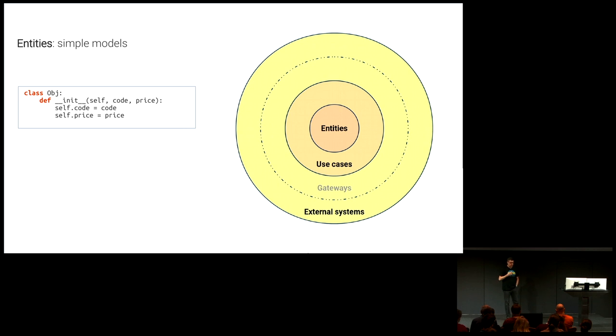So this is my example. Let's say we are dealing with a very simple model, an object. I am creating a clone of eBay, for example. In the entities layer, there is a class object. As you can see, this is not a model like, for example, Django models. This is a very simple class.